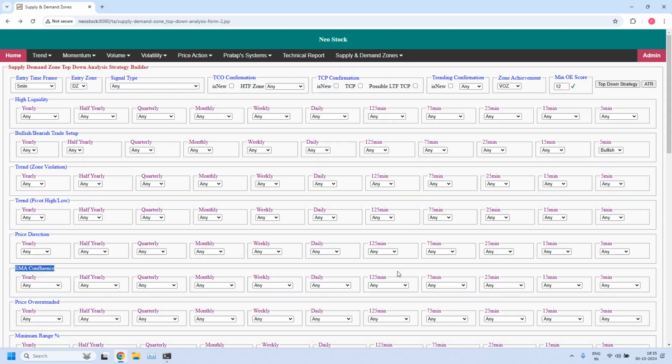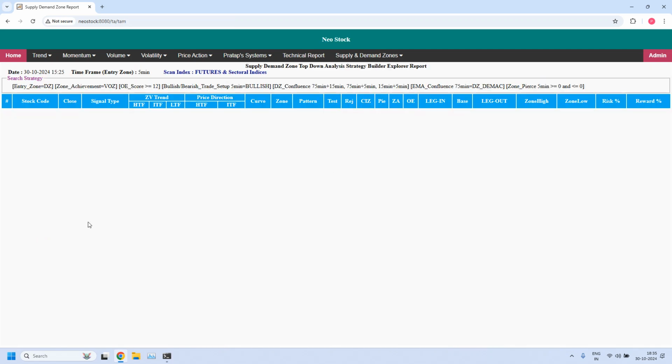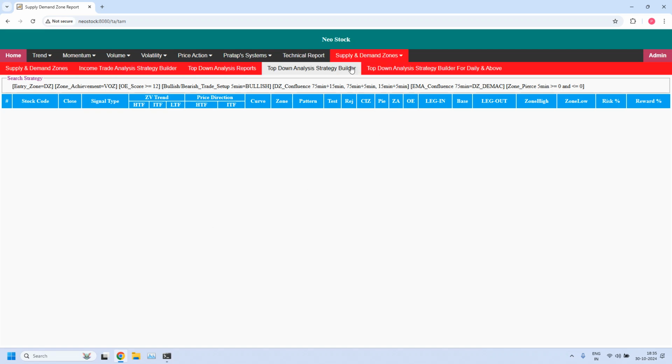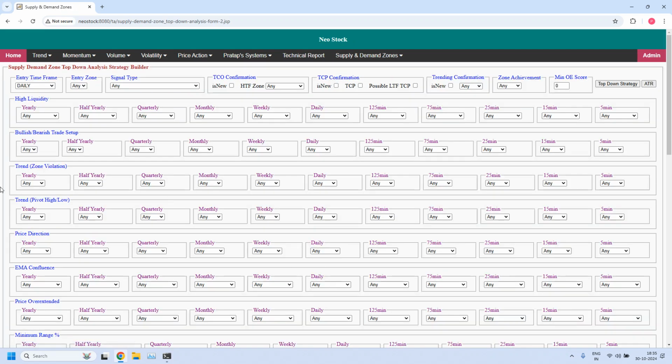So in the EMA confluence at 75 minutes time frame, 75 minutes demand zone with daily EMA confluence filter, we did not get any EMA confluence for demand zones. Okay, next let us look for bearish trade setup for hourly income trade. Entry time frame 5 minutes, entry zone, supply zone. In bullish or bearish trade setup at 5 minutes, I have selected bearish.